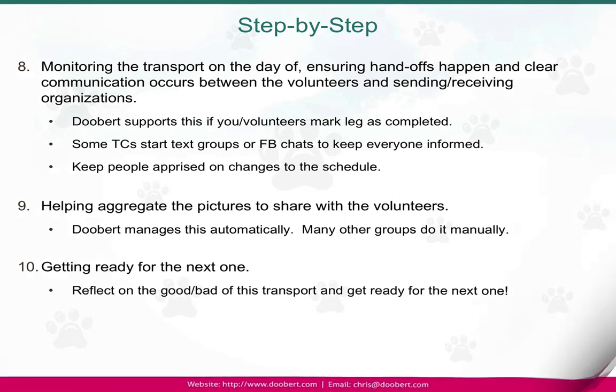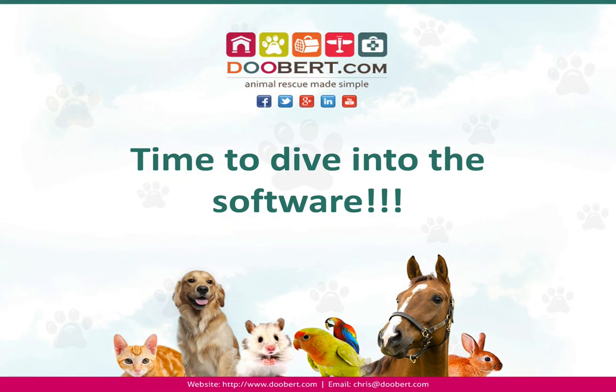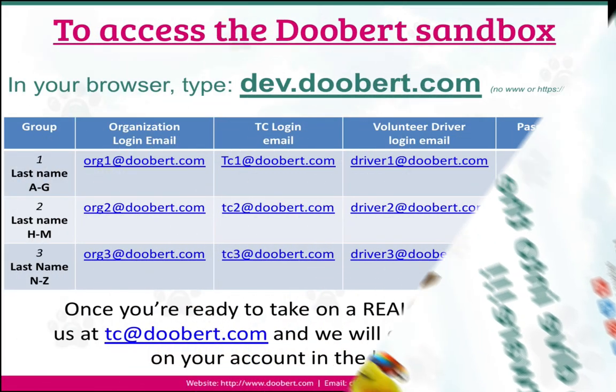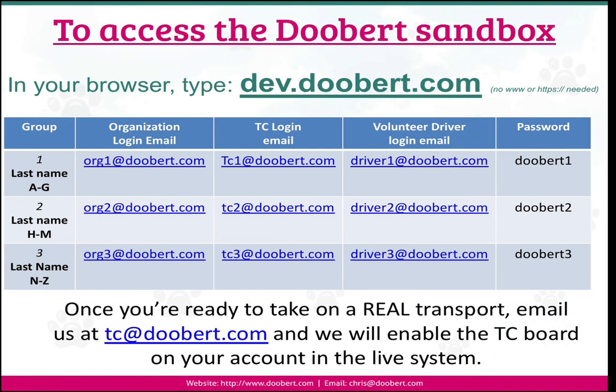Okay, now you're ready to dive into the Doobert Sandbox. So let's talk about how to get to the sandbox and get in there so you can actually play around. So the first thing, to access the Doobert Sandbox, you're going to type dev.doobert.com. You don't need www, you don't need any of the HTTPS or anything like that. Just open up a browser and type dev.doobert.com and hit enter.